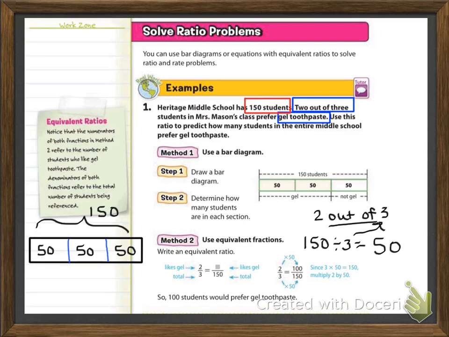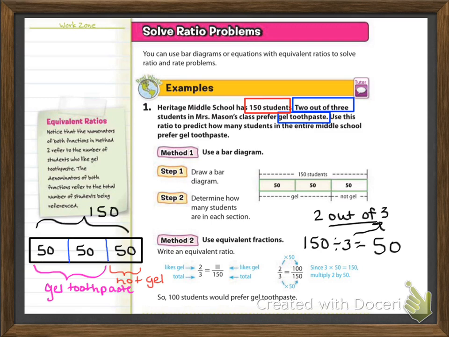Then you want to start labeling your diagram. Go back to the problem. It says that 2 out of 3 prefer gel toothpaste. So now you want to put a bar around 2 of them. So these 2. So you can say gel toothpaste. And that next little bracket is going to be not gel. Okay, so you want to make sure that you remember, first you draw the whole bar, then you want to make sure that you know that number at the top, the 150, and then you want to split it into whatever the ratio portion is.